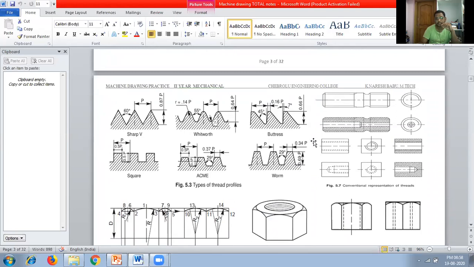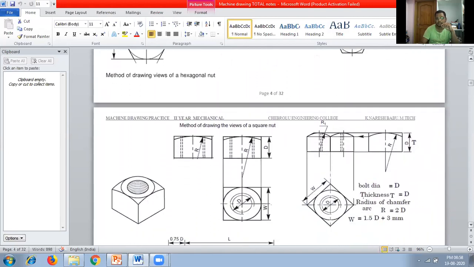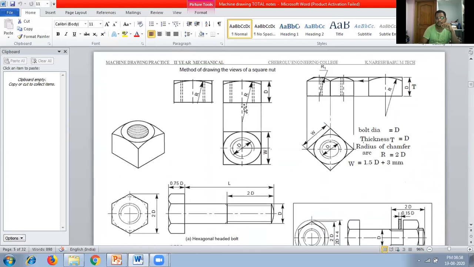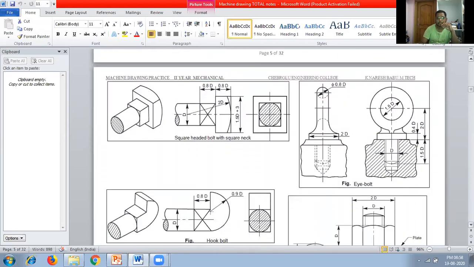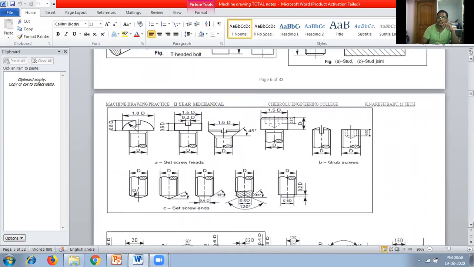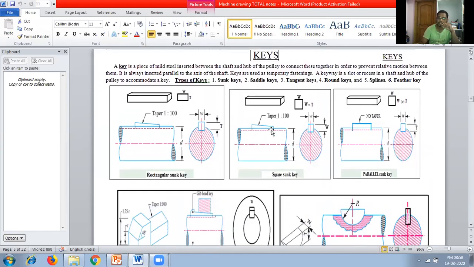Conventional representation of thread profiles. These are the orthographic views of bolts and nuts. This is a hexagonal nut. This is the orthographic view of a nut, and this is the orthographic view of a square nut. This is the bolt, hexagonal bolt. These are the different types of bolts and nuts. This is chapter 2, and this one is different types of keys, used in mechanical machine components.